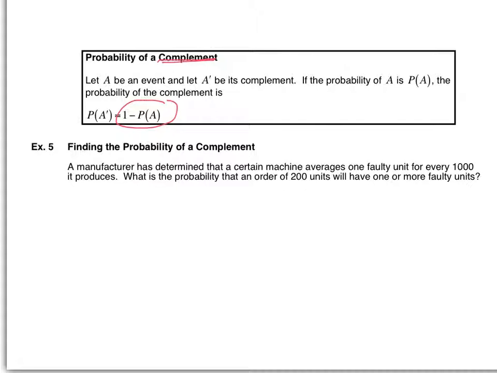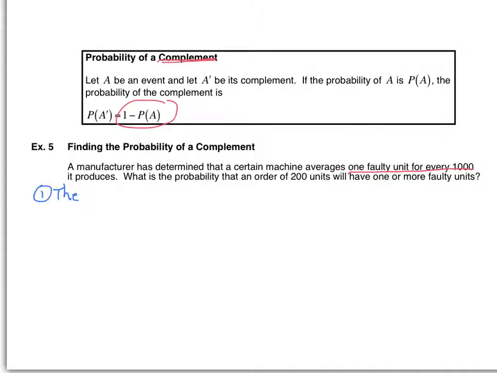Focus with me. So then step 1, this has 3 steps to it. Oh, well, let's look at the problem first. A manufacturer has determined that a certain machine averages 1 faulty unit for every 1,000 it produces. So what does that mean? 1 faulty unit for every 1,000. So how many are perfect? 999. That's pretty good, right?